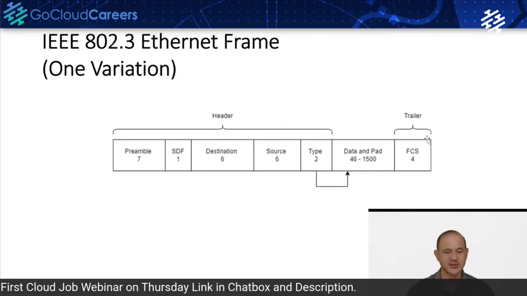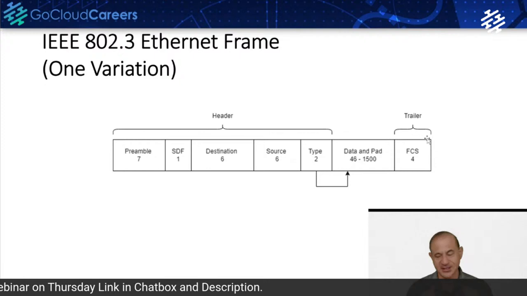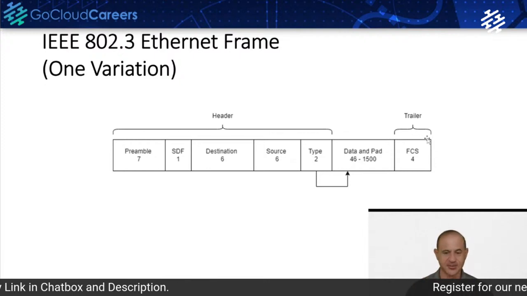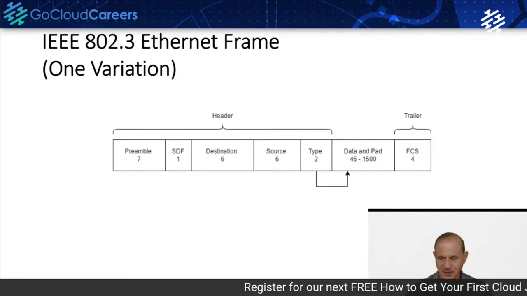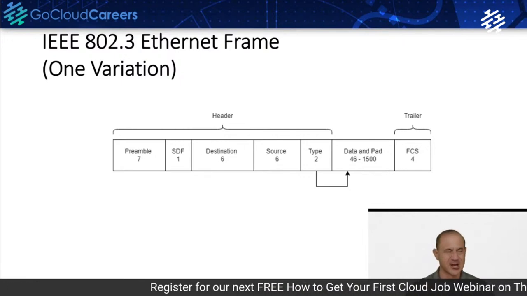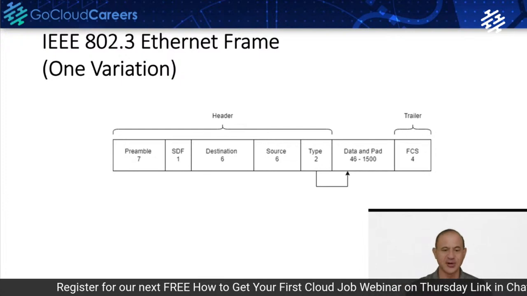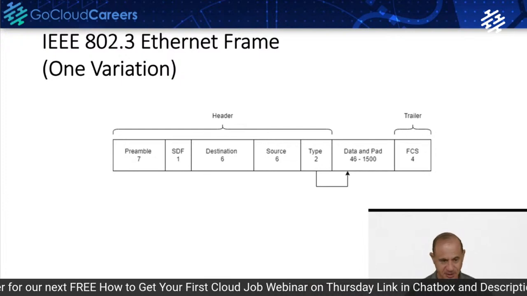And then there's this thing called the frame check sequence. Basically, if that gets corrupted, you know that your data or your frame is corrupted. That's all. We don't need to make it complicated. And I know in networking and cloud, we make simple things very complicated, but we don't have to. That's really all that's going on.